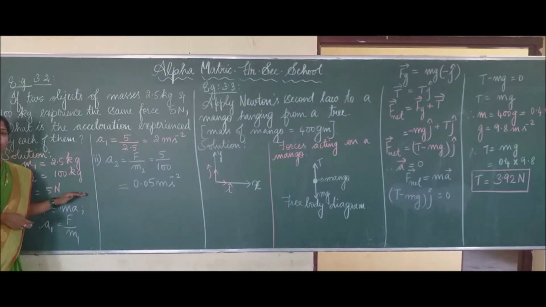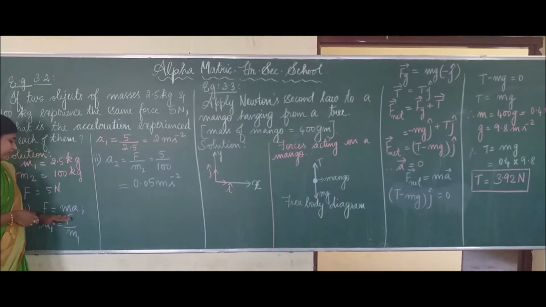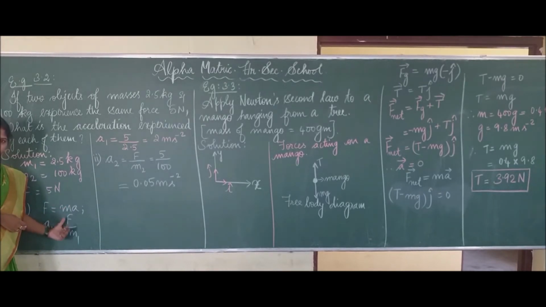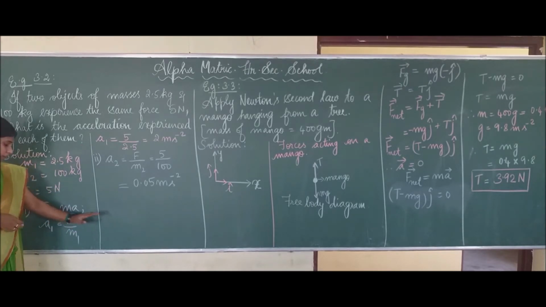So we use the general formula of the second law of motion. F equals ma. In terms of magnitude, F equals ma. By cross multiplication, we get a equals F by m. Here the two bodies have different masses, so I consider m1 and m2, and we calculate different accelerations, a1 and a2. But the same amount of force acts on the bodies, so I put only F. So a1 equals F by m1.